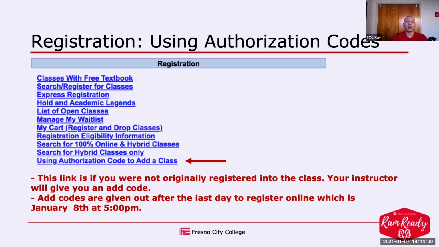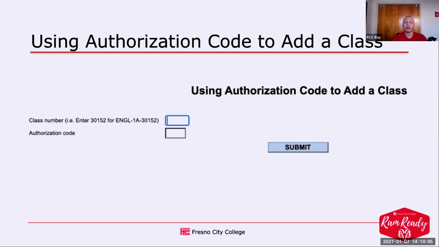And finally, at the bottom is using authorization code. This link will give you access to input the codes that your professor should be emailing to you, if you end up having a waitlisted class and you're waiting for them to clear you for that. They'll give you a code that you can type in here at the bottom, and you'll be able to submit it and you'll be registered into that class. And for the class number up here, it'll be the section number of the class. So the last 5 digits at the end of the class, you input that there, you submit it, and you're in the class.